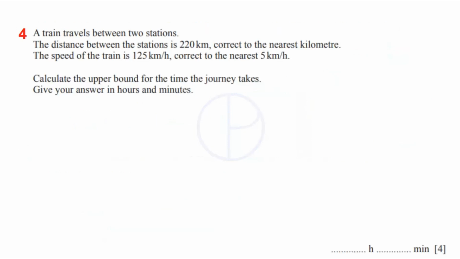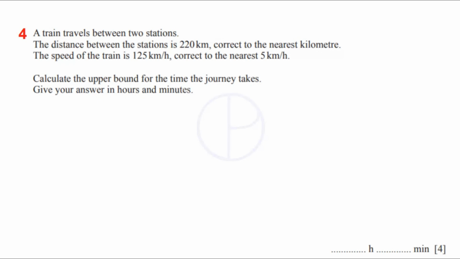Question number 4. A train travels between two stations. The distance between the station is 220 km, correct to the nearest kilometer. The speed of the train is 125 km per hour, correct to the nearest 5 km per hour. Calculate the upper bound for the time the journey takes.